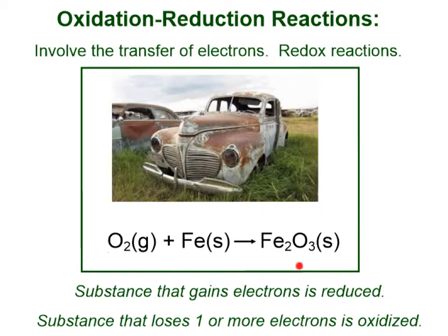Right here is an oxidation reduction reaction because it involves the transfer of electrons. How do we know electrons are being transferred? Well, remember our oxidation states that we assign to different species in a chemical reaction? Let's do that right now.